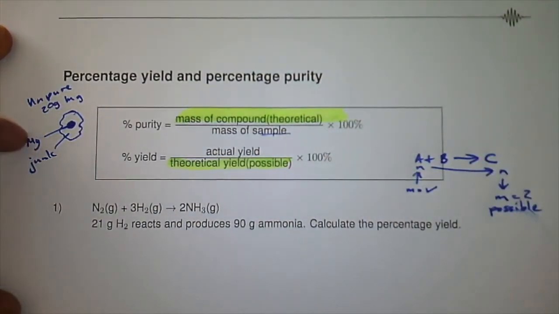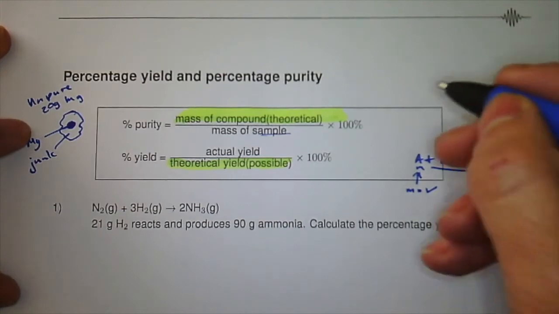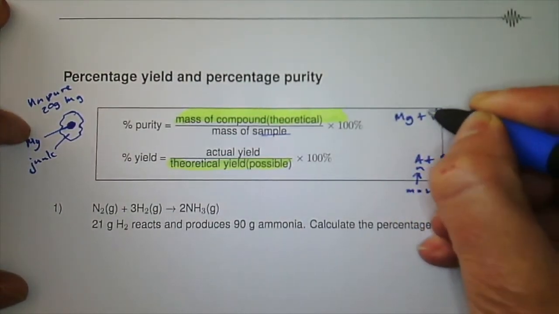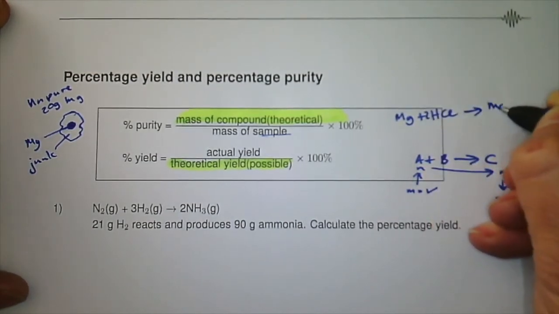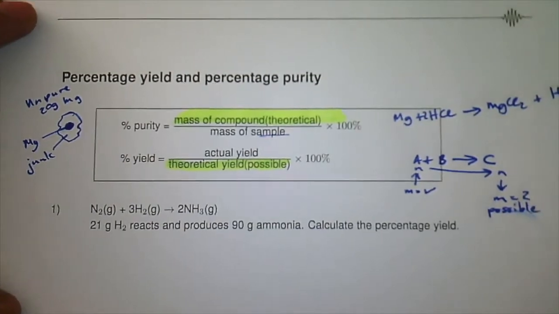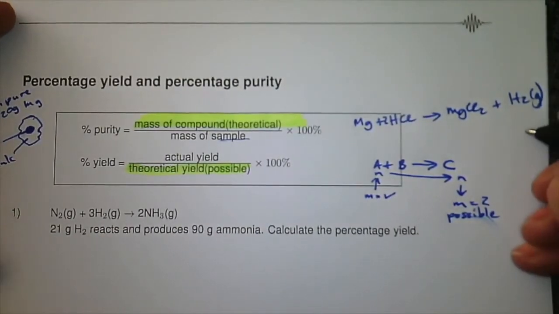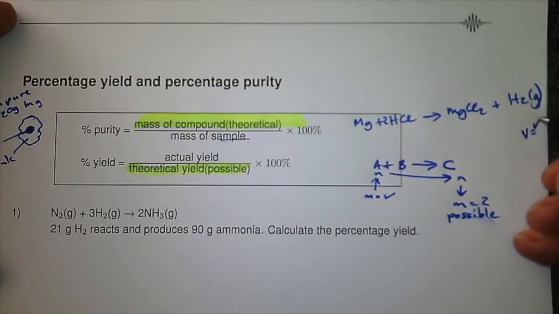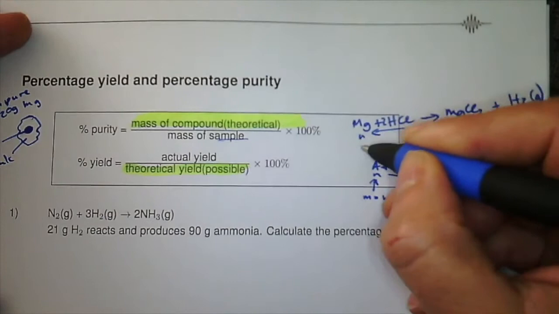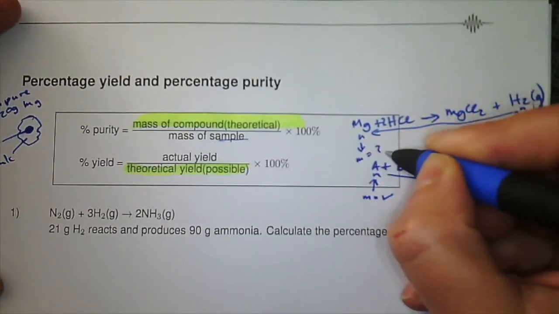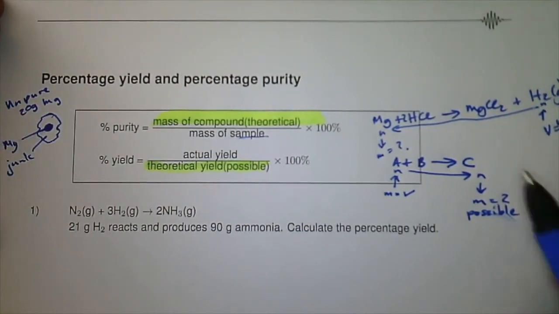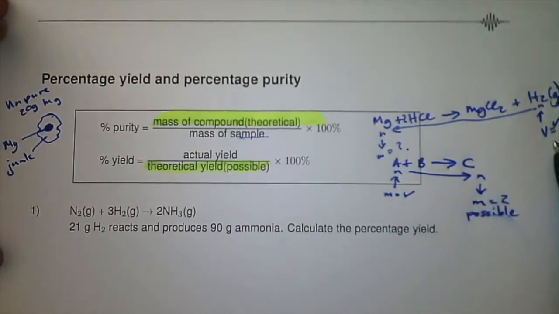Now, how am I going to know what is real magnesium? Because I know what magnesium does. Magnesium, if I react that with HCl, will give me magnesium chloride and hydrogen gas, right? And what I can do is measure that volume, right? And work back, and that will tell me how much magnesium was really in that sample, because only the real magnesium will be able to produce volume.